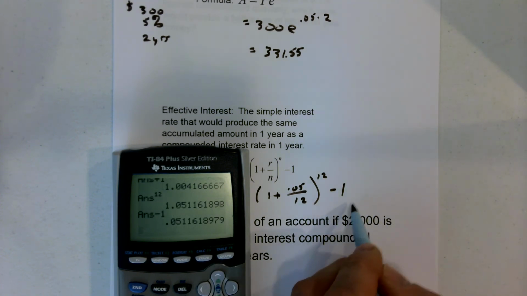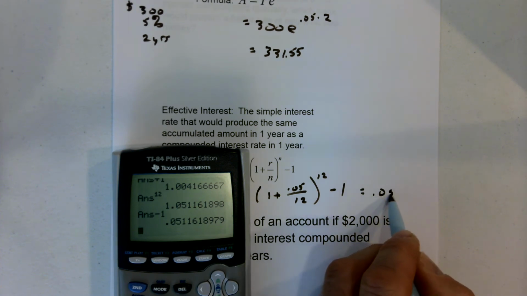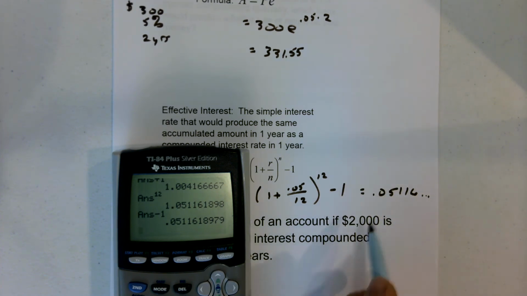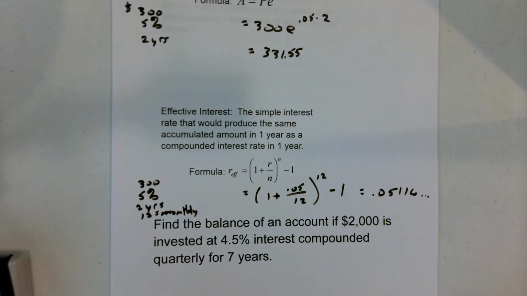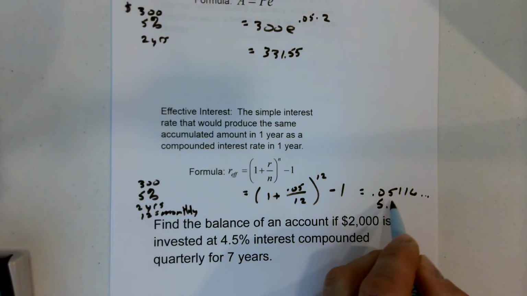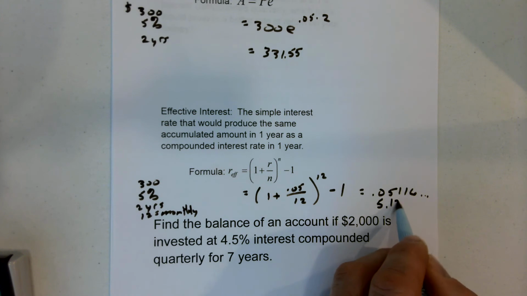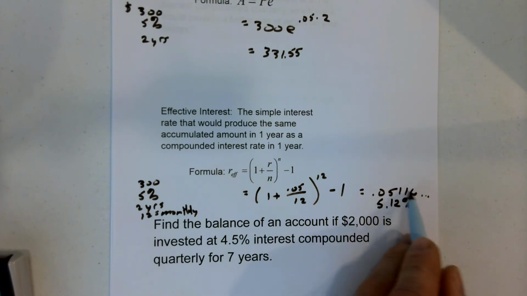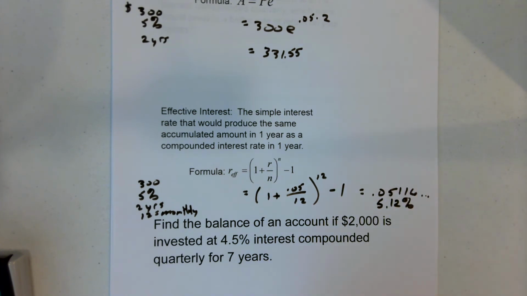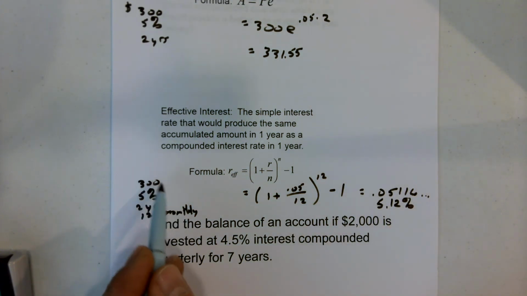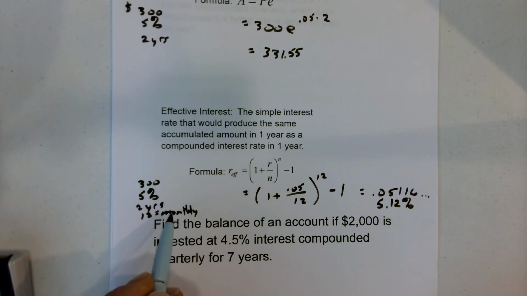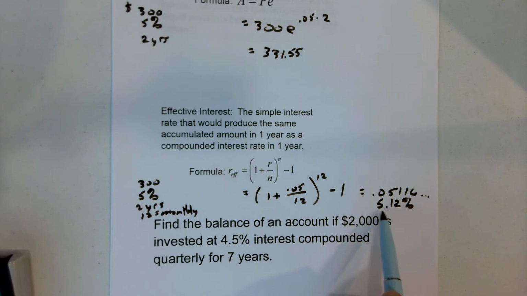And I end up with this kind of ugly looking number, 0.05116, and so on. Well, if I translate that into a percentage, then I would have 5.12% if we rounded it to 2 decimal places. So that means that in order for this compounded continuous interest to earn the same as a simple interest rate, I would need my simple interest rate to be 5.12% for them to be equal to each other.